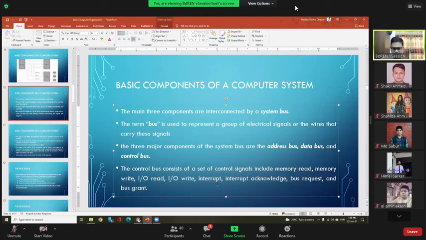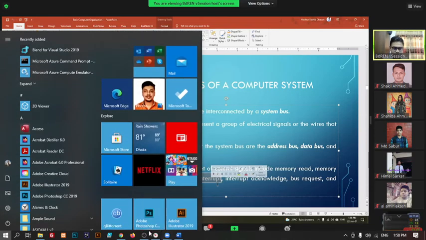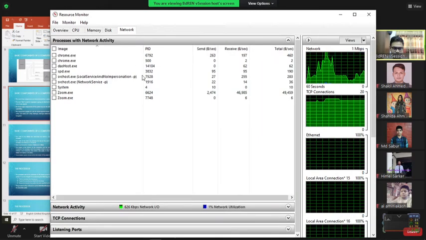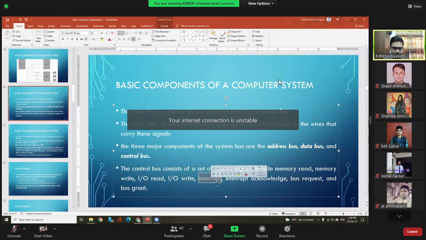Okay, interrupt. Interrupt means whenever the processor is doing something, sometimes you have to stop and go to the other process. That is the interrupt. Interrupt acknowledgement means you have to send an acknowledgement, a confirmation that yes, I have interrupted and I am going to another process. You send an acknowledgement, the confirmation that yes, I'm doing it.